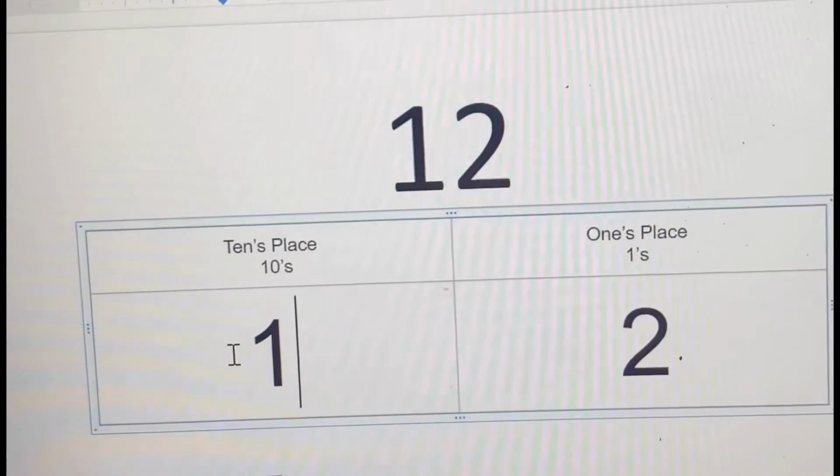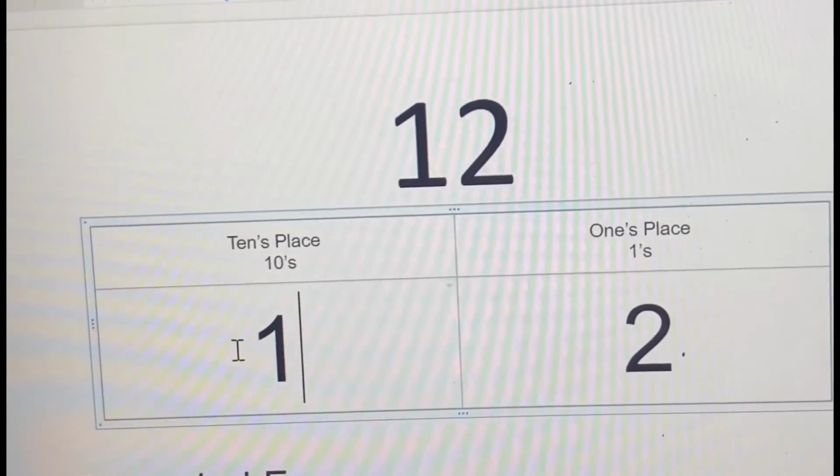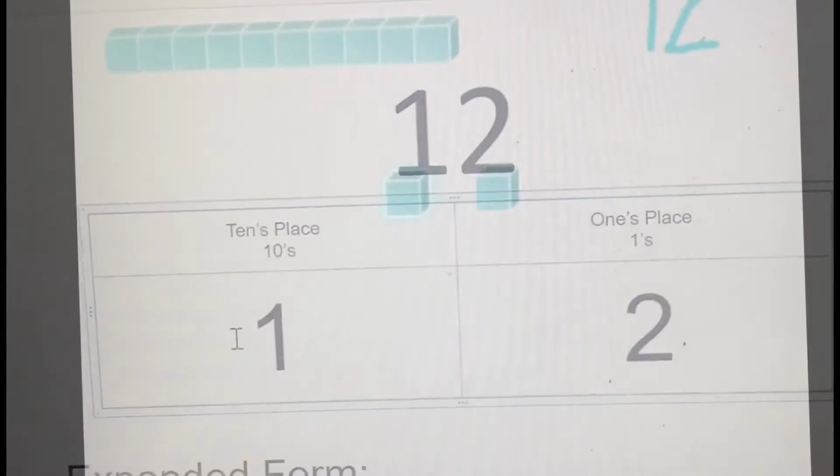I'm going to give you guys a quick visual to show what that looks like. So everybody watching has a visual. In the number 12, we have 2 ones and 1 ten.